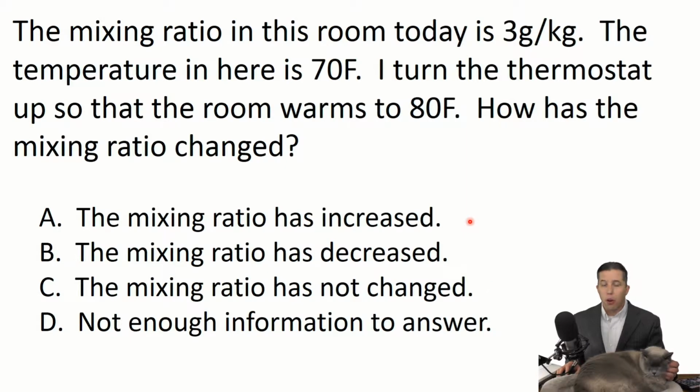Okay, so all we've done is we've warmed up the room. So when you have a question like this, you ask yourself, did I add water to the air or did I subtract water from the air? Now all I've done is raise the temperature. So I did not add any water to the air. I did not subtract any water from the air. So the mixing ratio is still 3 grams per kilogram. Now, the reason I'm giving you this question is because in the past, some students get confused. Once we learned how temperature changes maximum mixing ratio, they tend to want to try to change the mixing ratio itself with temperature.